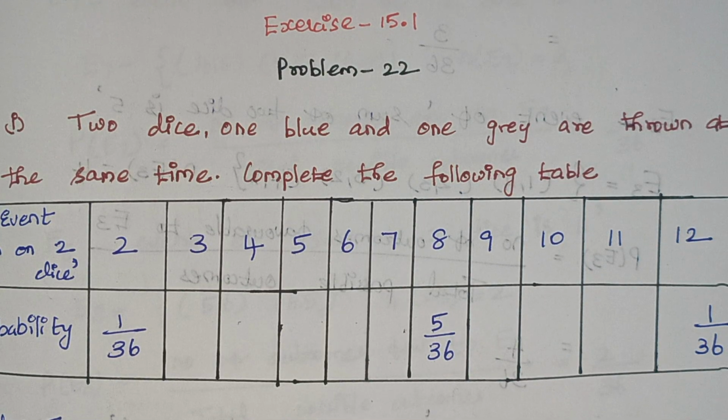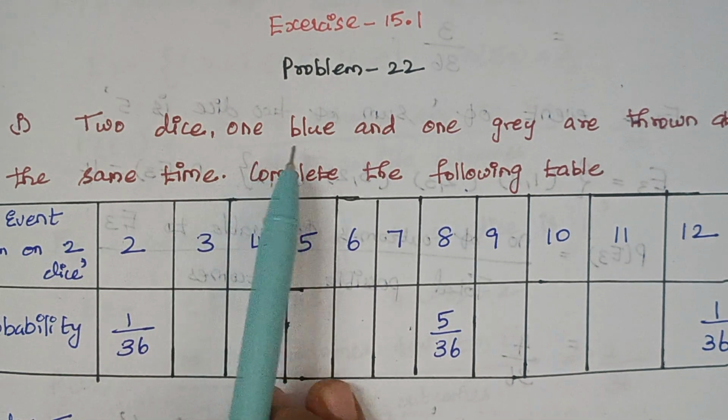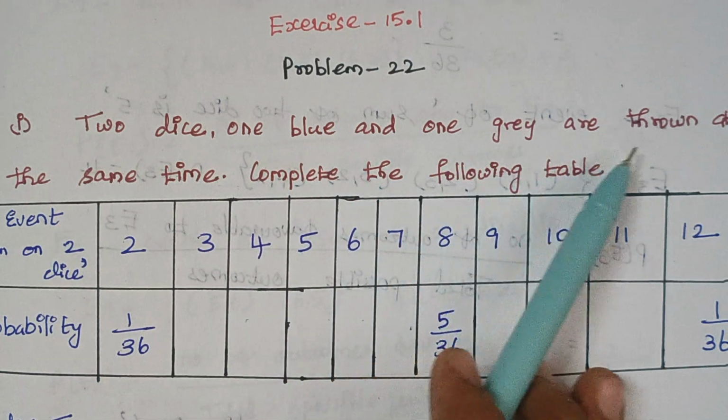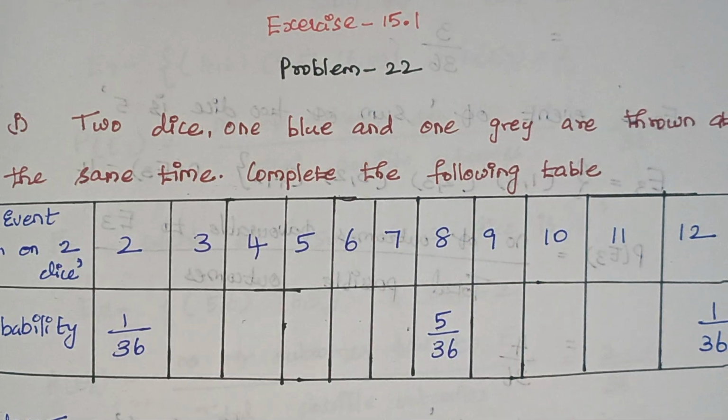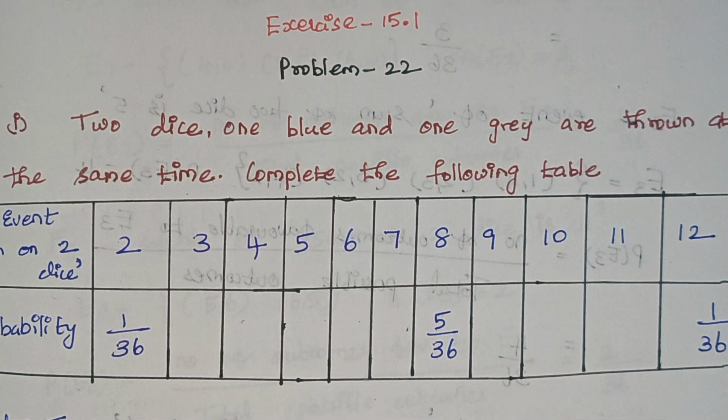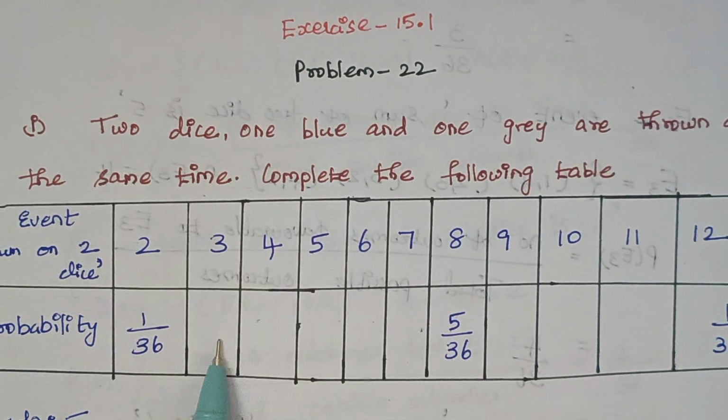Today we are going to solve problem 22 in exercise 15.1 probability. So it comprises two questions. We start with the first part. Two dice, one blue and one grey, are thrown at the same time. Complete the following table. So here we have two dice, one is blue and another one is grey, and they both are thrown at the same time. So now we have to complete this table.